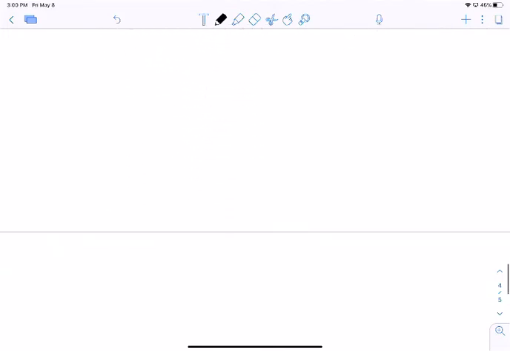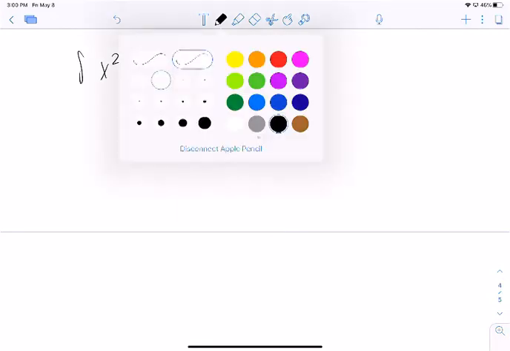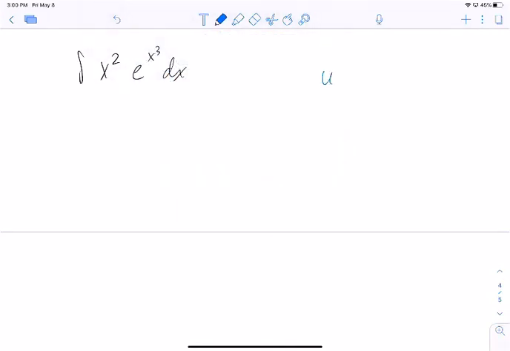Now we're going to look at an integral. It is the integral of x squared e to the x cubed dx. We're going to do what we commonly call a u-substitution. u is equal to x cubed, and so du is equal to 3x squared dx.